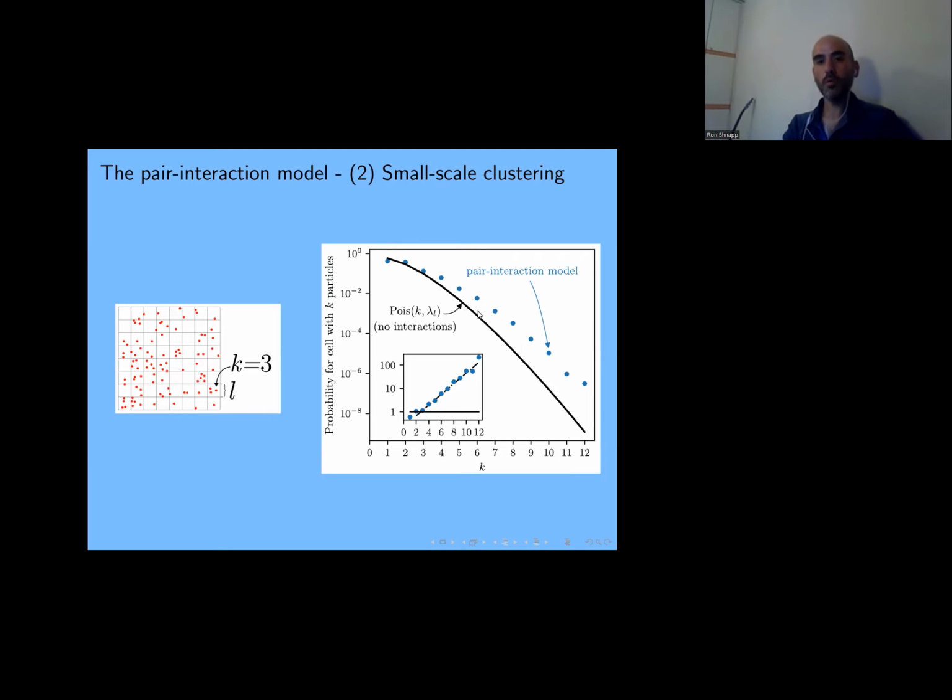You can say, okay, well, this PDF goes down to very small numbers, right? It goes down to 10 to the minus 4, 10 to the minus 6, 10 to the minus 8. So is this even significant? I think it is significant, because as can be seen, for example, here in this inset, when we plot this PDF normalized by the Poisson distribution in linear-log scales, the ratio between these two PDFs grows exponentially with k.